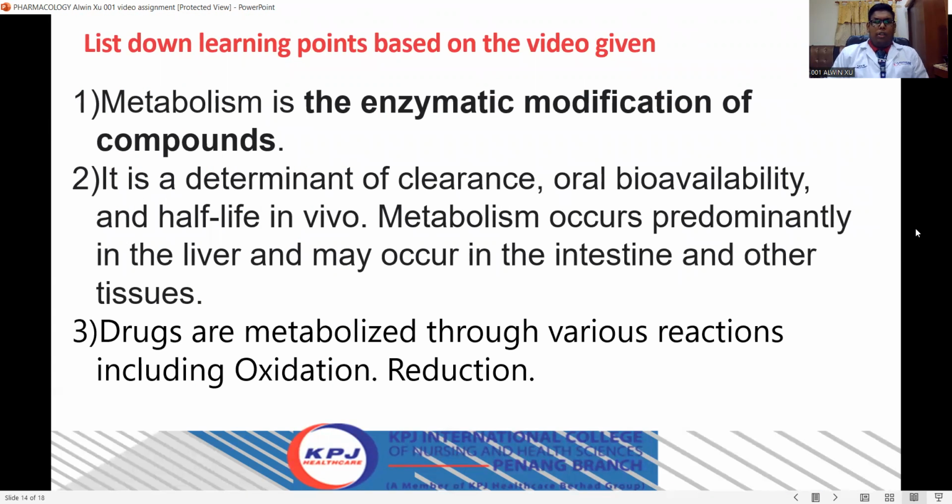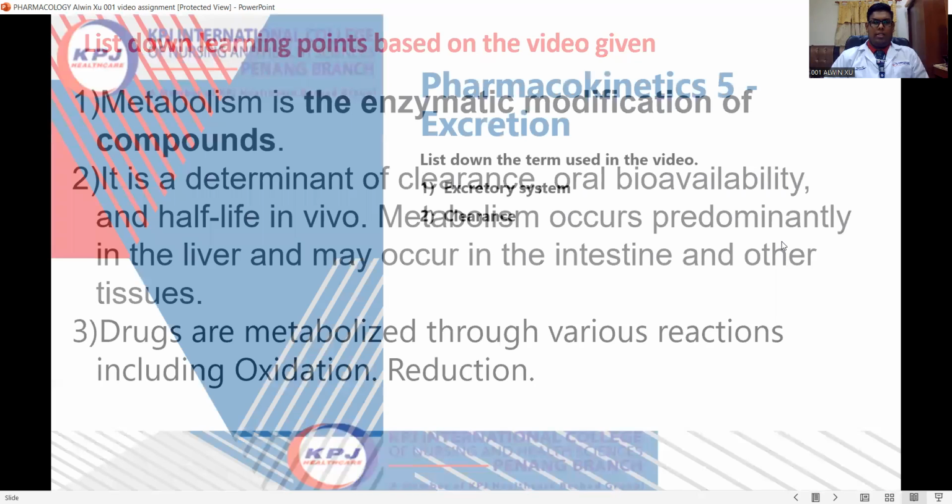The learning point is that metabolism is the enzymatic modification of a compound. It is a determinant of clearance, oral bioavailability, and half-life in vivo. Metabolism occurs predominantly in the liver, and may occur in the intestine and other tissues. Drugs are metabolized through various reactions, including oxidation and reduction. So we are moving to the next.